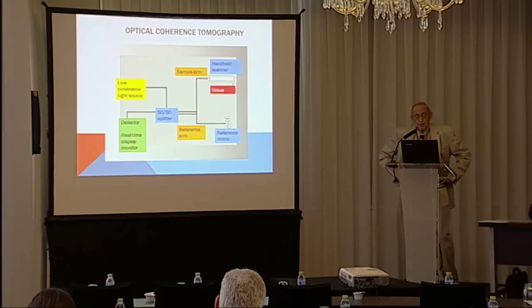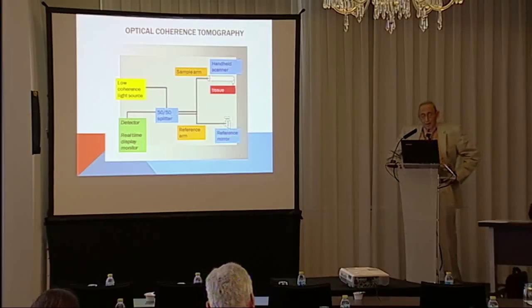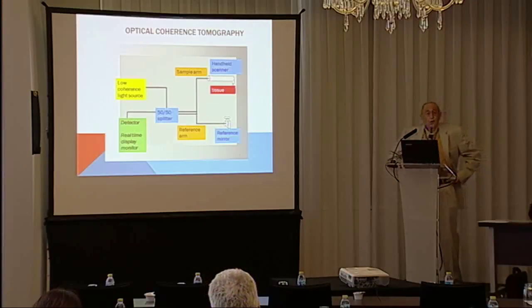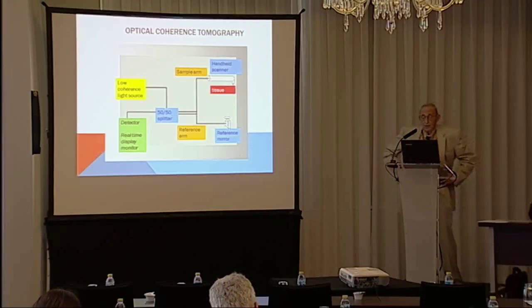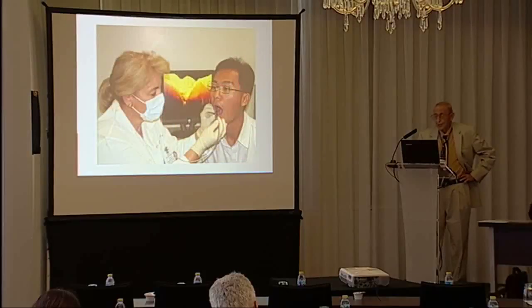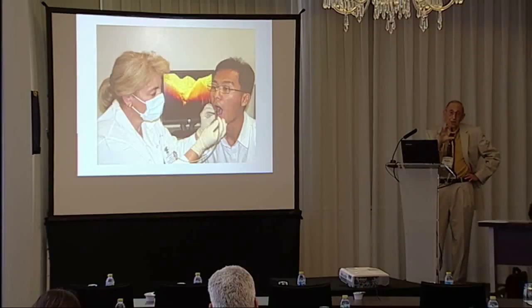Optical coherence tomography. What we have is a detector, a splitter, a low coherence light source, a reference arm, a reference mirror, and a handheld scanner. This shows how it goes into the mouth. This is the preliminary probe that we have. It isn't the probe that we would like to have.